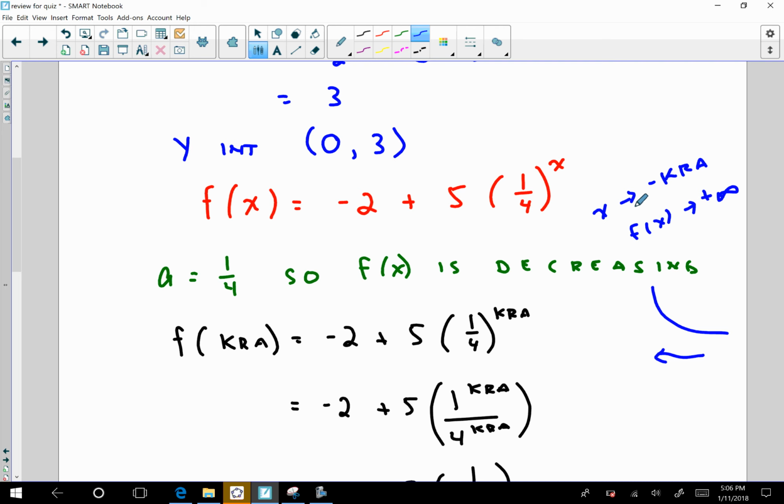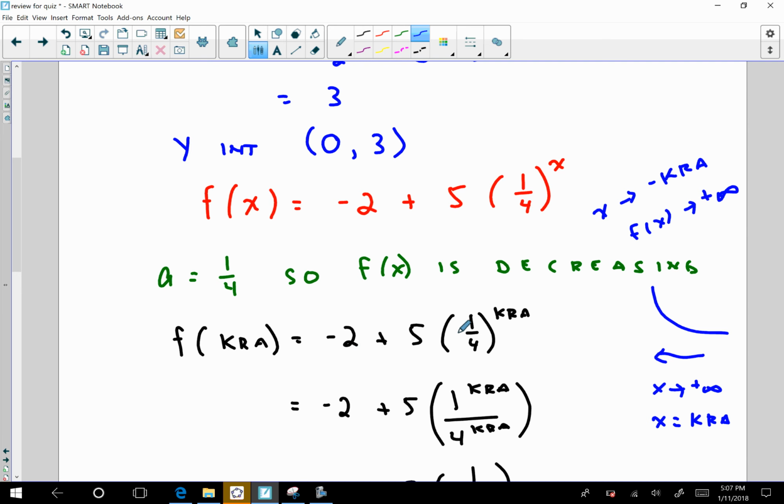I can show that with some large-number steps and some notation about infinity. So if it is decreasing, what I want to know is what it decreases to. So I'm going to look at x going towards positive infinity. So I'm going to let x equal a quadrillion, a positive quadrillion. And if I put a quadrillion in, I'm going to have negative 2 plus 5 times 1/4 to the quadrillion.